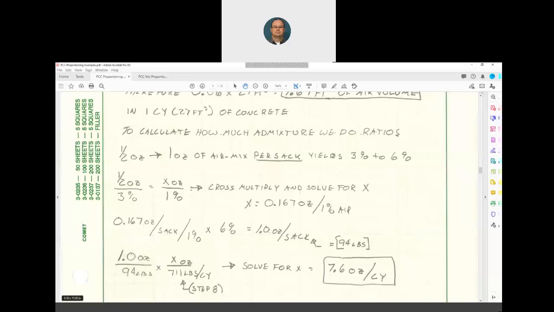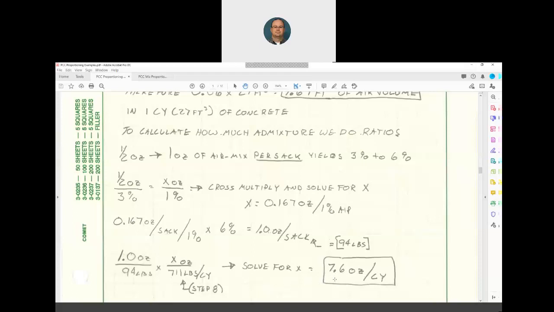1.0 ounces per 94 pounds equals X pounds per 700 pounds per cubic yard. So that's how much cement I have per cubic yard of concrete. With that, I solve for X. I cross multiply again. So that means I'm going to use 7.6 ounces per cubic yard of concrete.